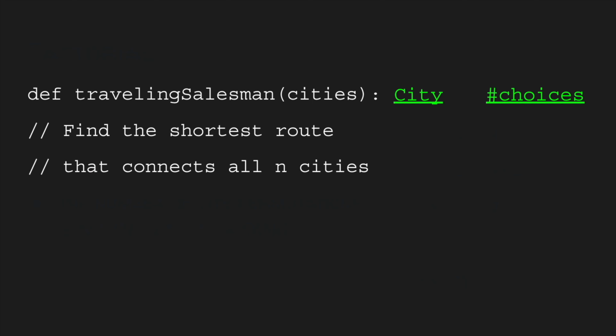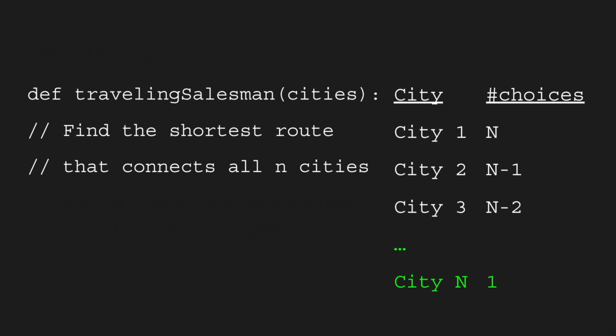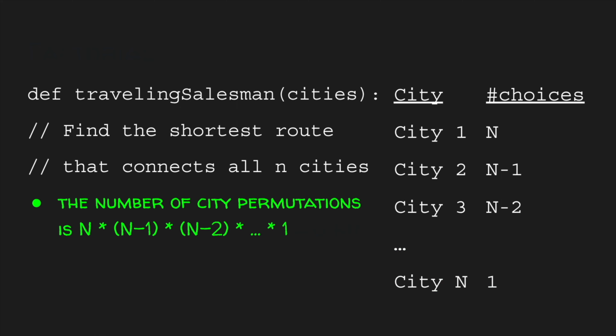For the first city the salesman visits, he can visit any of the n cities. But for the second city, he has n-1 choices, since he's already visited the first city and can't visit it again. For the third city, he has n-2 choices, and this pattern repeats itself until he's onto his nth city, and there's only one city left for him to visit. So the number of city permutations is n times n-1 times n-2, etc. until we hit 1. In other words, the runtime is n factorial.